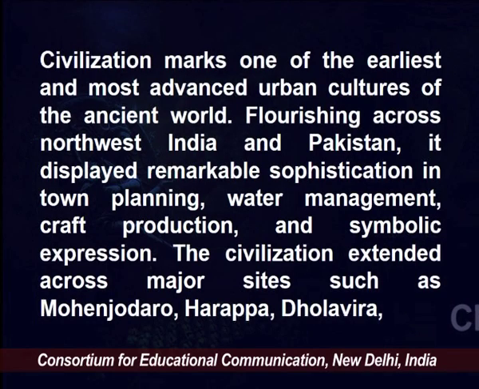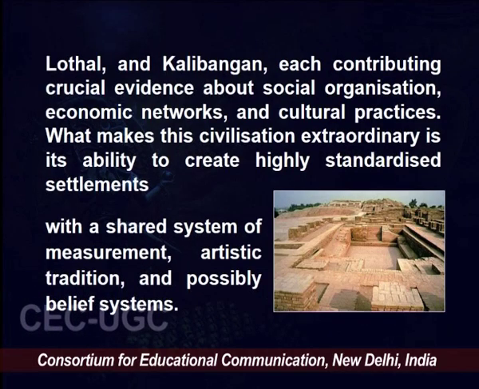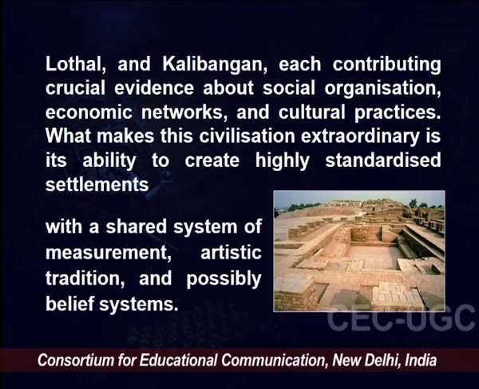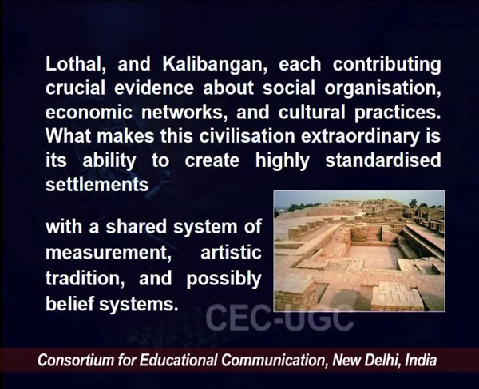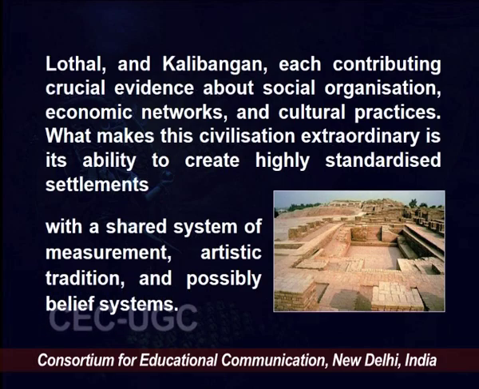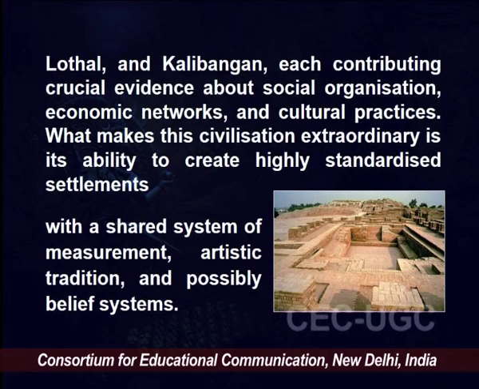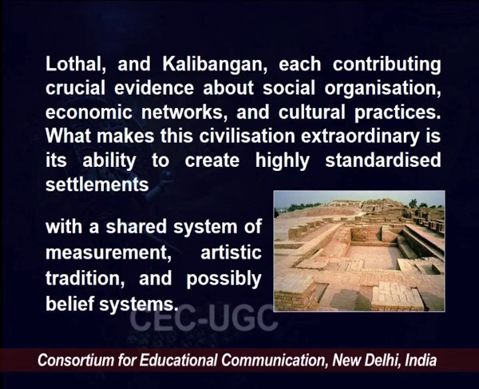Flourishing across northwest India and Pakistan, it displayed remarkable sophistication in town planning, water management, craft production, and symbolic expression. The civilization extended across major sites such as Mohenjo-daro, Harappa, Dholavira, Lothal, and Kalibangan, each contributing crucial evidence about social organization, economic networks, and cultural practices. What makes this civilization extraordinary is its ability to create highly standardized settlements with a shared system of measurements, artistic tradition, and possibly belief systems.